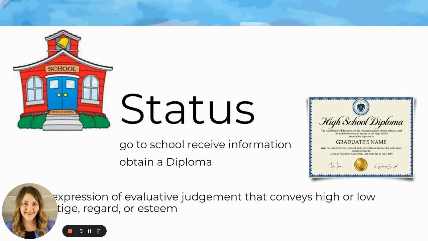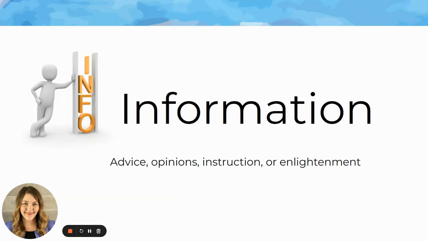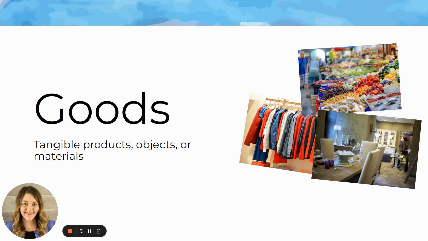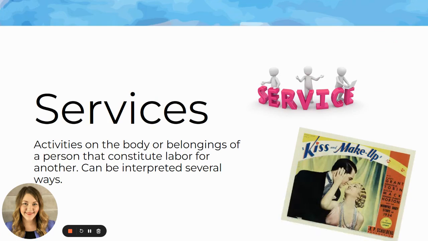So you go to school, you receive information, and then you obtain a diploma. Information itself: advice, opinions, instruction, or just things that are even used for enlightenment. What about money? Any coin, currency, something that has some standard unit of value. Goods, these could be tangible products, for example clothing here, food. Services, so activities on the body or belongings of a person that constitute labor for another. This could be interpreted several different ways.